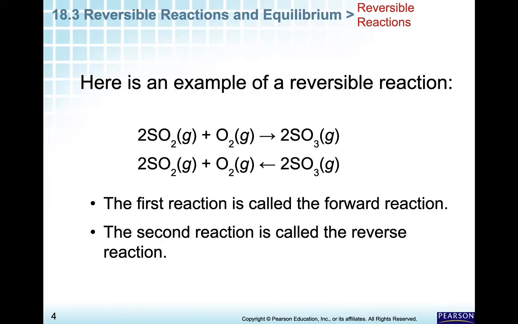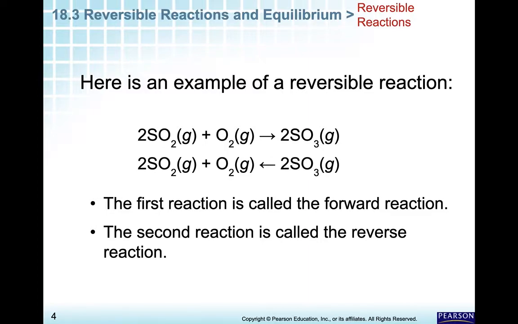So let's take an example. We could have a reaction in which SO2 and O2 collide and react to form SO3, and that would be this forward written reaction. But there's really no reason that SO3 molecules can't collide and split apart to go the other way, to make SO2 and O2. The first reaction is a forward reaction. The second reaction is the reverse of that reaction.